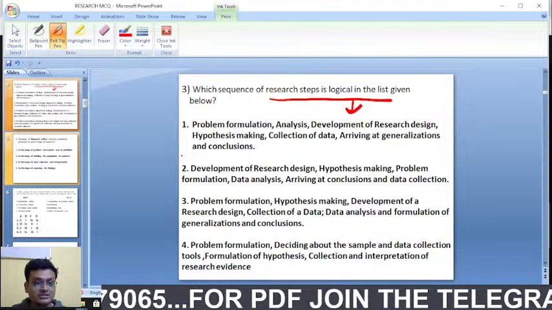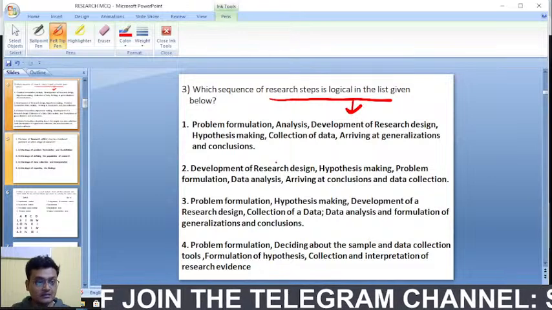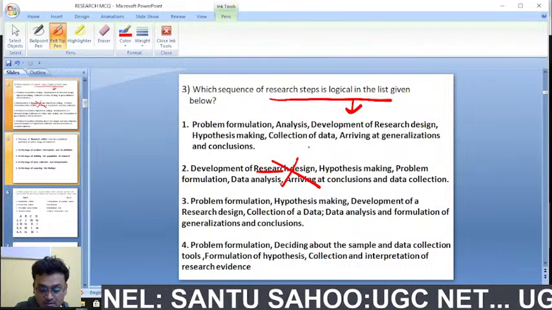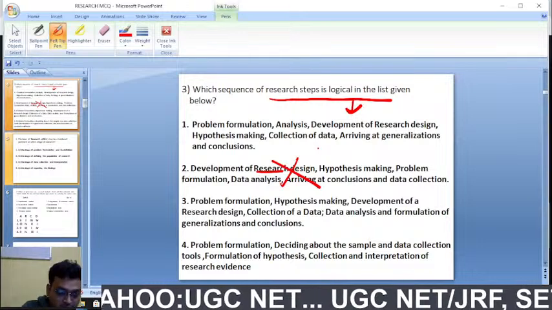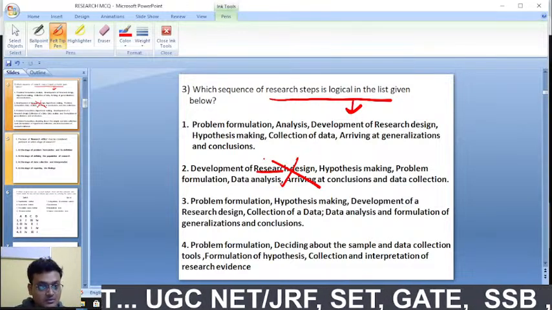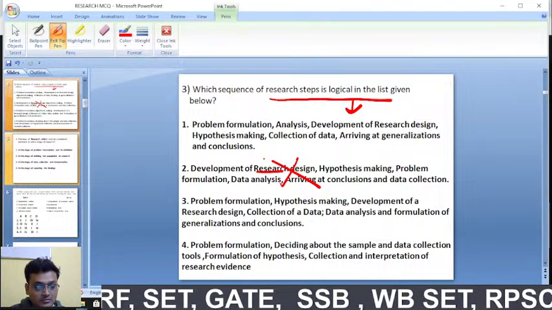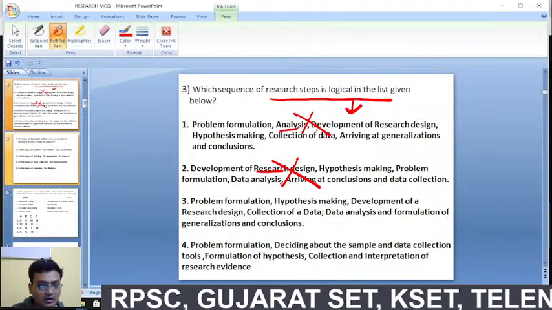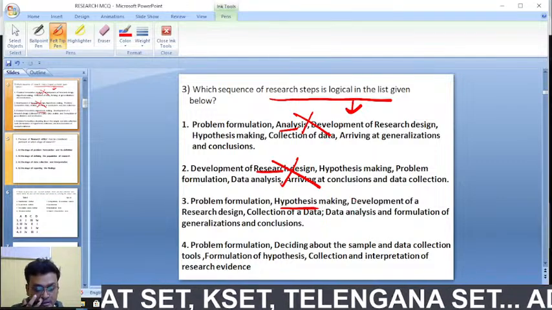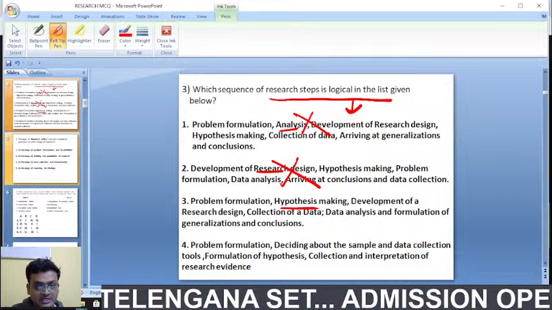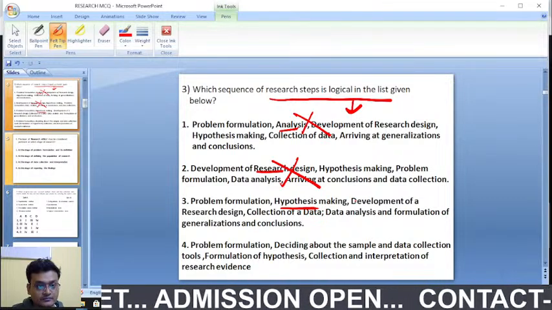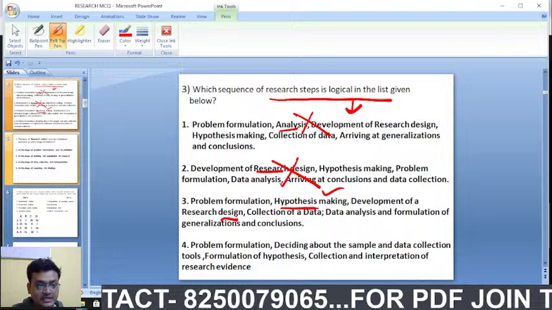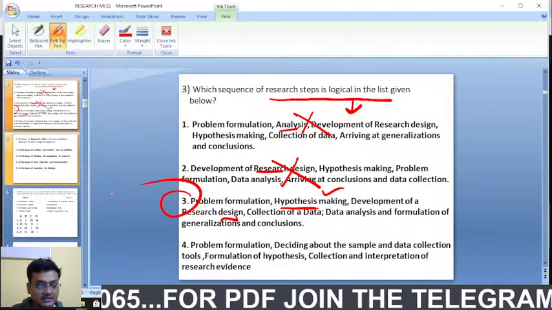So this is how the process goes. Look, research design first, that is completely wrong. No. Problem formulation and analysis, that is wrong. Hypothesis making, then development of research design. Hypothesis then research design. So here 3 is the right answer. Exactly, 3 is the right answer.